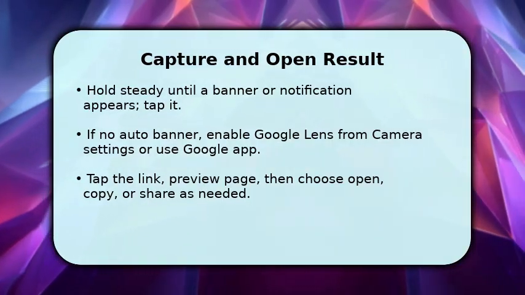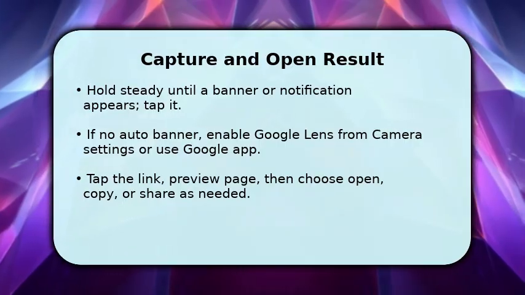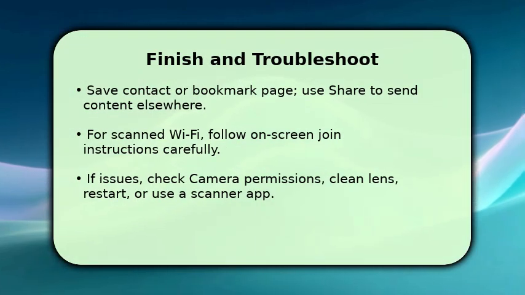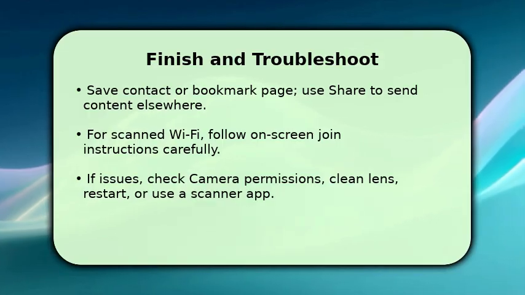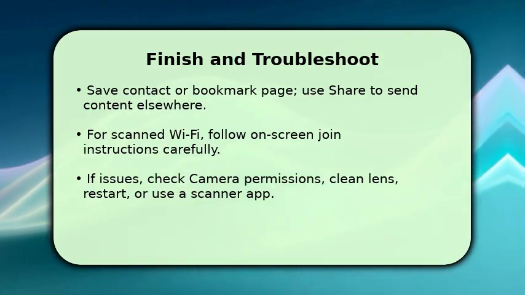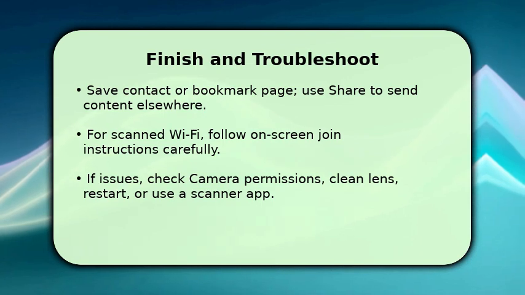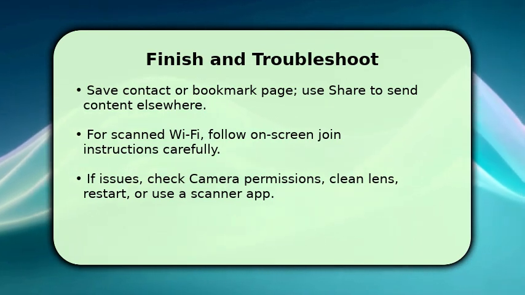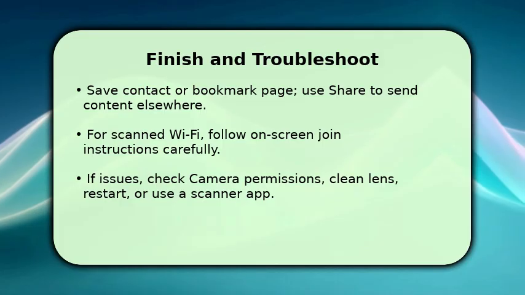To finish, take the action the QR suggests. Save a contact, bookmark a page, or join Wi-Fi by following the on-screen prompts. You should confirm permissions when installing apps or connecting to networks. This prevents accidental installs. If scanning fails, make sure camera permission is enabled in settings.